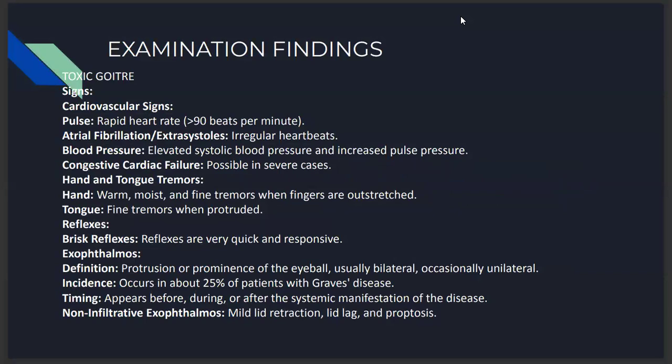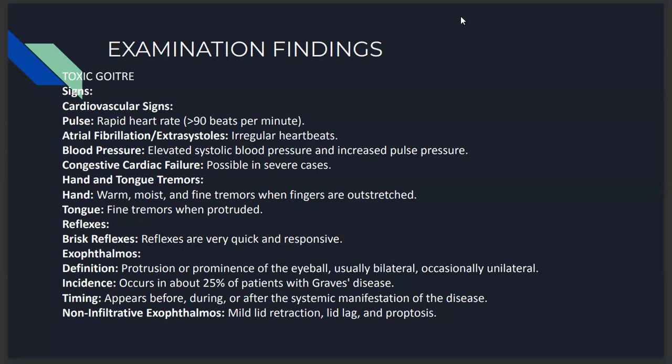Toxic goiter. Cardiovascular signs: the pulse is rapid, greater than 90 beats per minute. Atrial fibrillation or extrasystole is irregular heartbeat. Blood pressure: elevated systolic blood pressure and increased pulse pressure. Congestive cardiac failure, possible in severe cases. Hand and tongue tremor: the hands are warm, moist, with fine tremors when fingers are outstretched. The tongue, fine tremors when protruded. And the reflexes: reflexes are very quick and responsive.